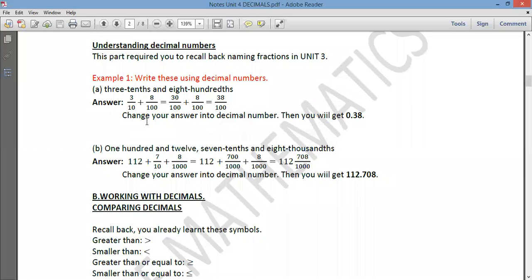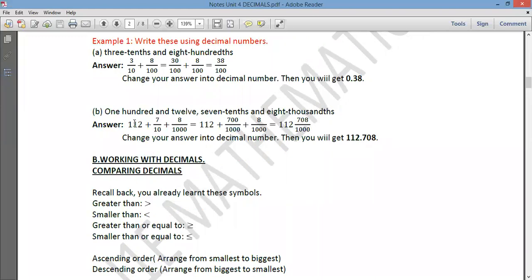Okay, remember you have to change your answer into decimal number. So 38 over 100 will be, you get 0.38. Okay, so this is your final answer. And this part is your working. You must show this one.